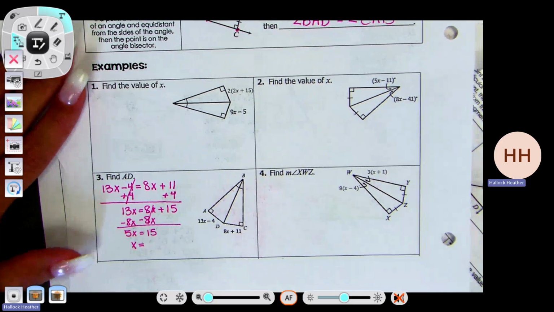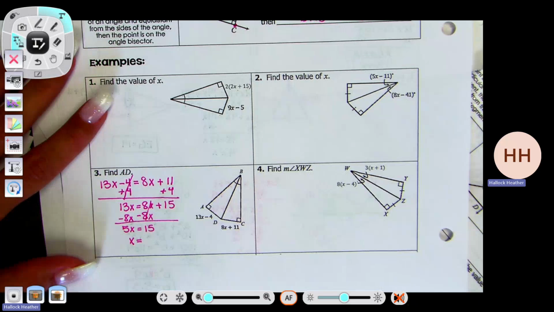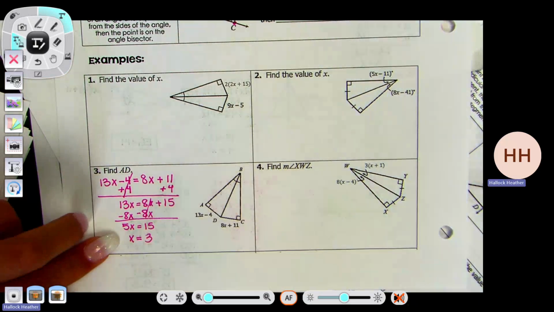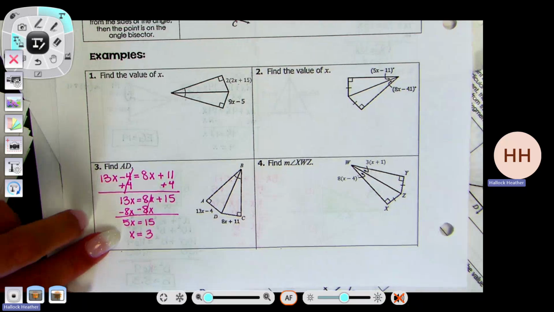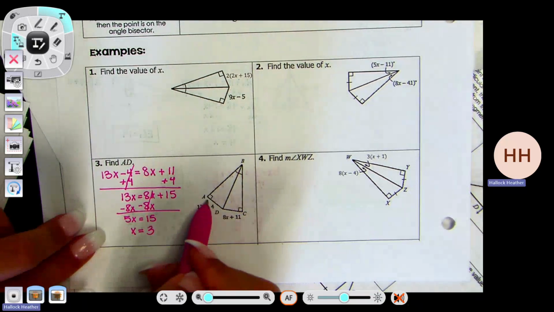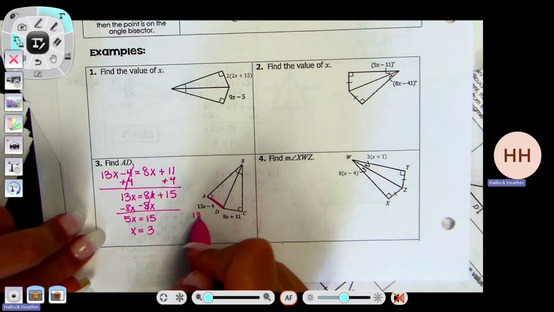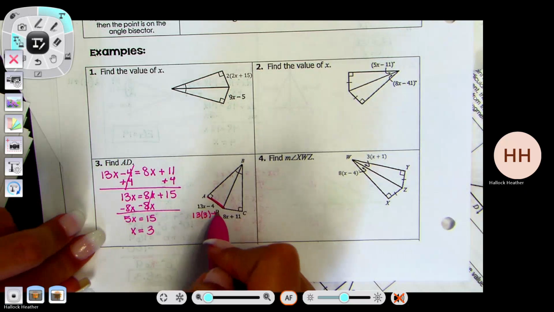So what do you get for X? 3. You get 3. And then you plug it in to find AD. So you're doing 13 times 3 minus 4. What do you get for AD?